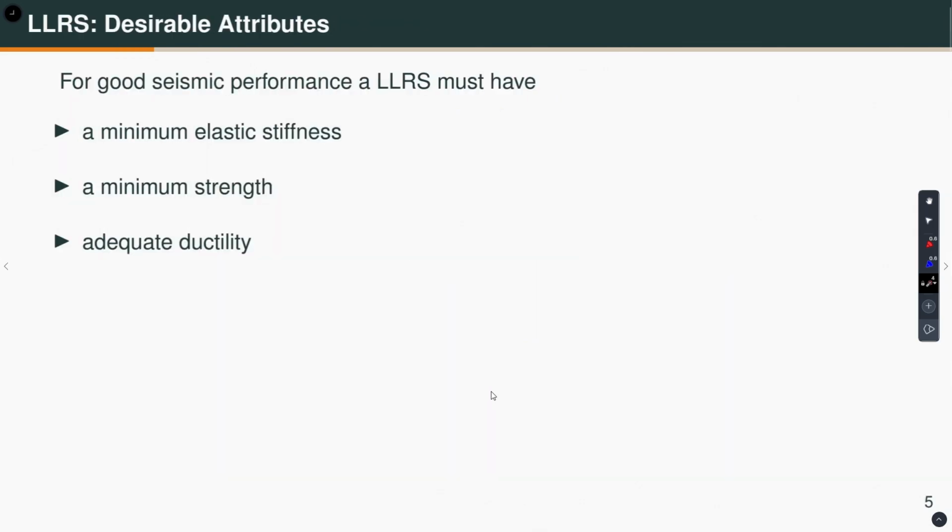Now, let us spend some time talking about each one of these systems. Before that, for good seismic performance, a lateral load resisting system must have a minimum elastic stiffness, a minimum strength, and an adequate ductility. This I have just stated qualitatively because we are not getting into any design in this course.